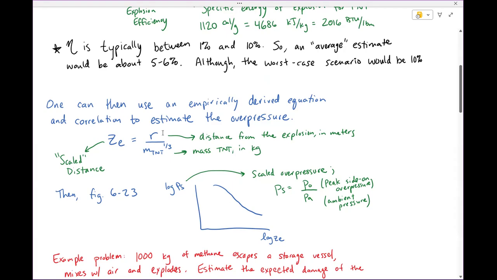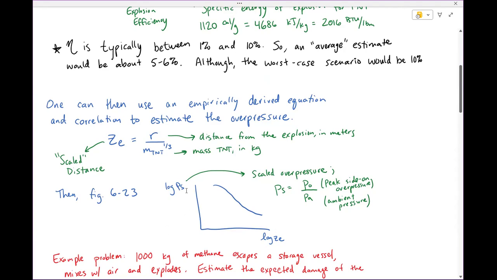So here they're talking about a scaled overpressure. That's like the shock wave that results from an explosion. That's the thing that actually does the damage. This is a plot of the scaled overpressure as a function of the distance. So again, as the distance increases, the scaled overpressure decreases. That again makes intuitive sense.